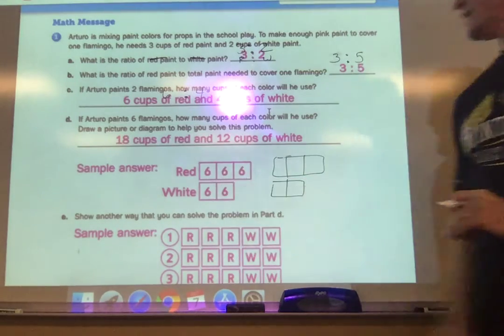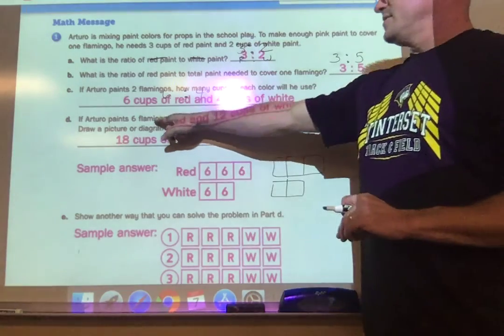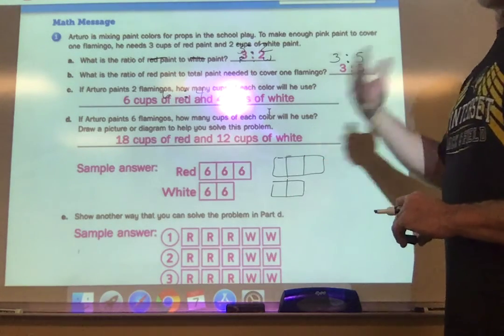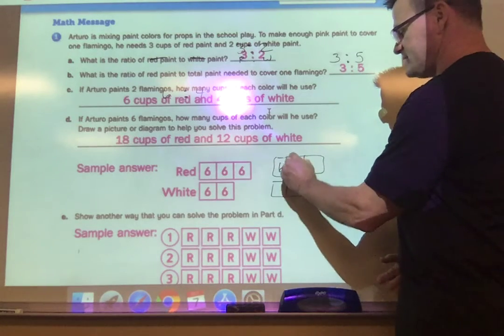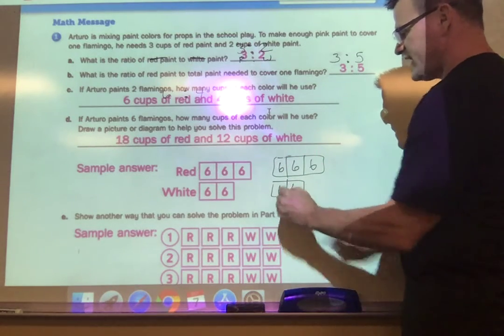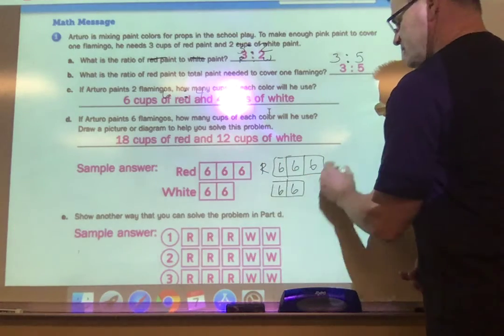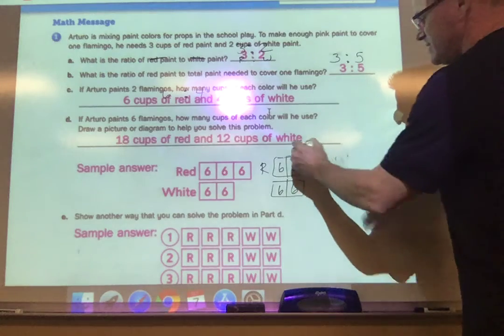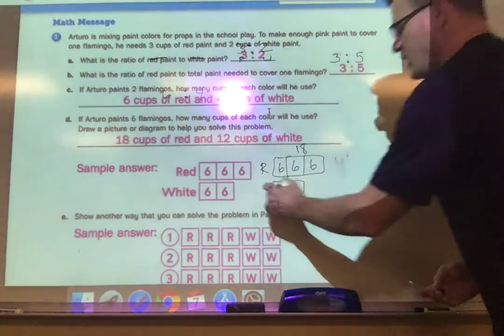So how do I know to get 6 in there? Well, they told me up here that I'm doing 6 flamingos. And remember, the number I put in there is how many times I need to do this ratio. It's a 3-to-2 ratio, and I want to do that 6 times because I'm painting 6 flamingos. That's why we put 6 in there, and that gives us the amount of reds. I would need 18 cups because 6 times 3 is 18, so I'll write 18 up here above, and then that would be 12 of the whites.